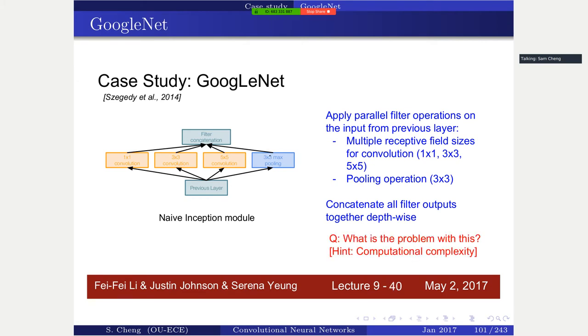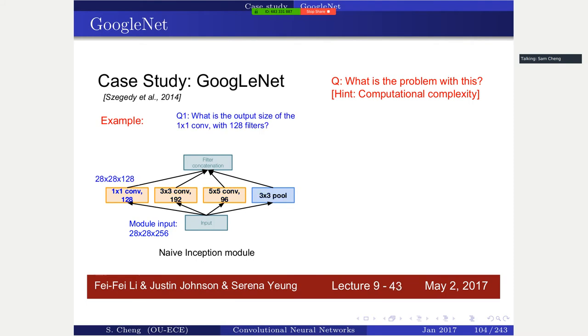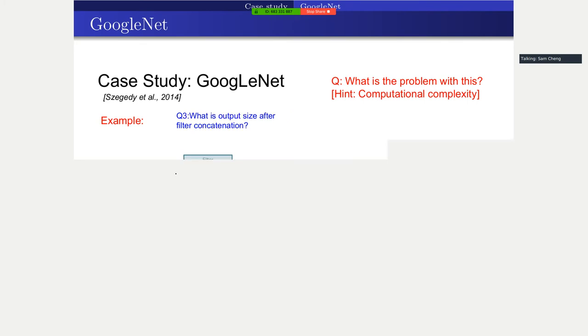So what we want to do is maybe some counting first. Let's say we have this 1x1, 3x3, 5x5, and 3x3 pooling here. In terms of the output size, from the 1x1 conv layer here, assuming the input is 28x28x256, my output size will be 28x28x128. For the rest, the spatial size will be the same, assuming I use sufficient padding for each of them. But if I have this 3x3 with 192 filters, the output size would be 28x28x192.